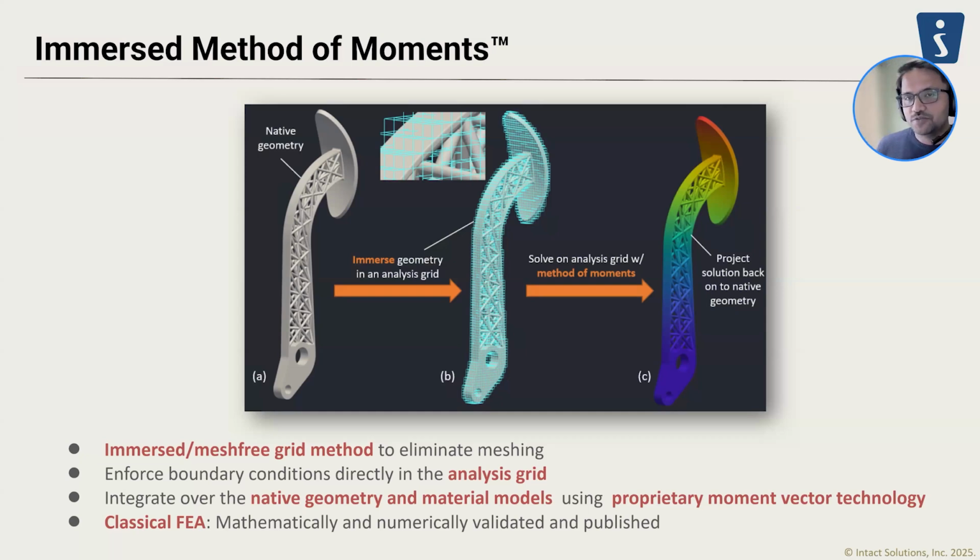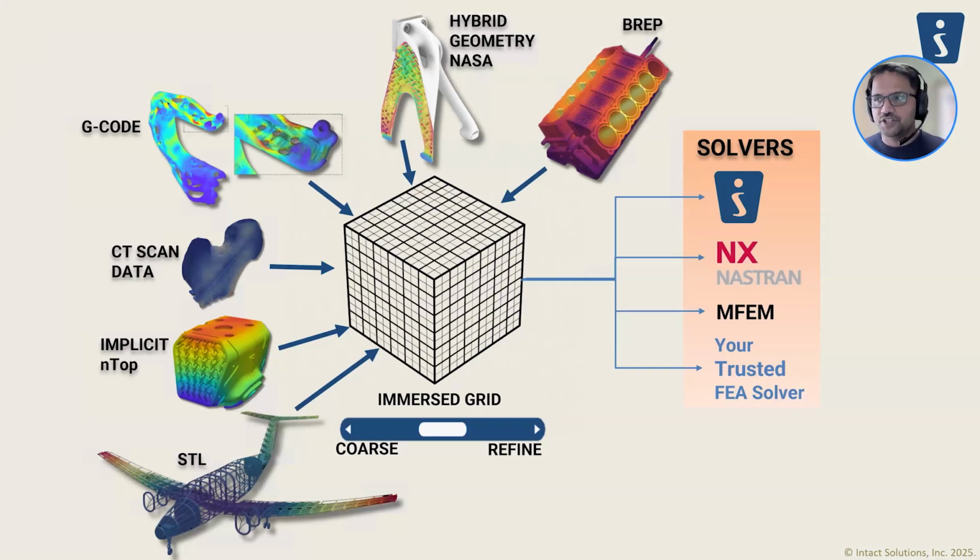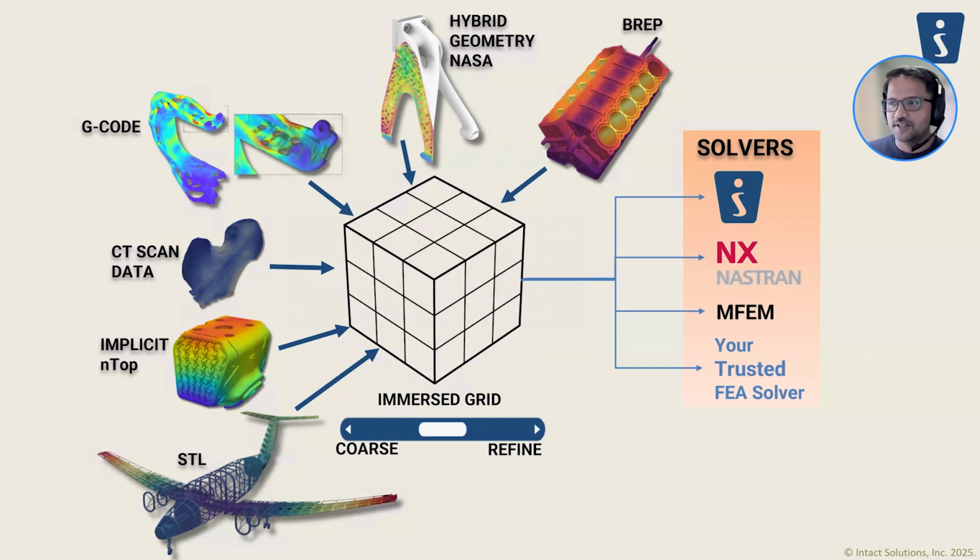So that removes the meshing bottleneck because now we are not meshing the original geometry. But it also opens up some new avenues that were not available before. So first of all, your simulation grid is now fully independent of the geometry, right? So you can change its coarseness, refine it, very much independent of the geometry. That provides you a fast coarse analysis if you would like.